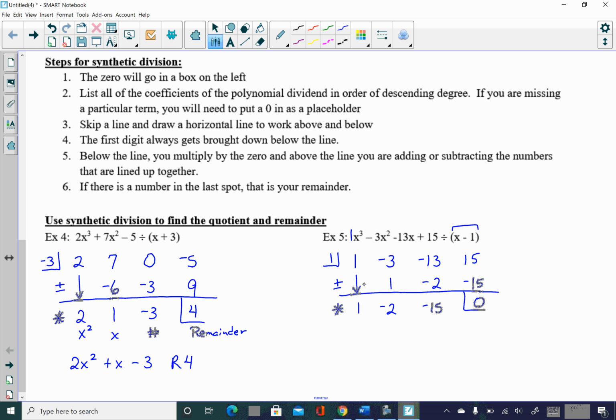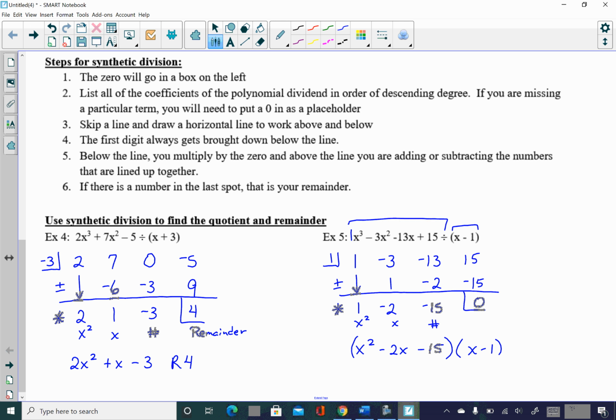So this is now a polynomial of 1 degree less. So it started out with x cubed, so now that means this is x squared, x, and then number. So we can write this now as x squared minus 2x minus 15. And we have a remainder of 0. Since the remainder is equal to 0, that means that x minus 1 is a factor of our polynomial. And we now know that if I were to take x squared minus 2x minus 15 and multiply it times the x minus 1, I would get this original polynomial right back.